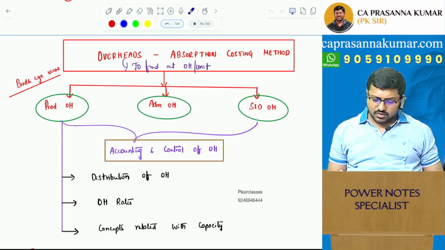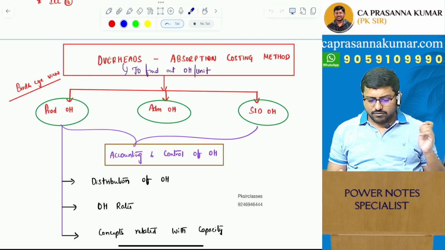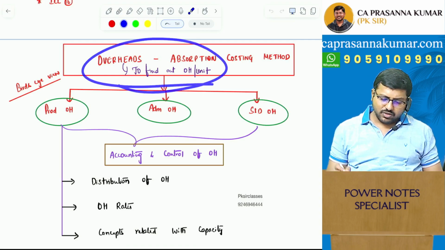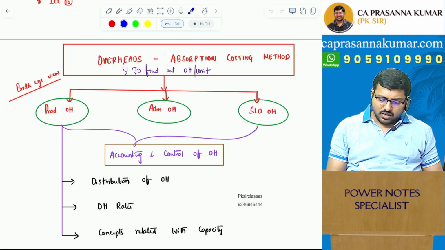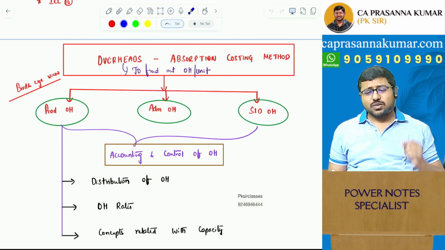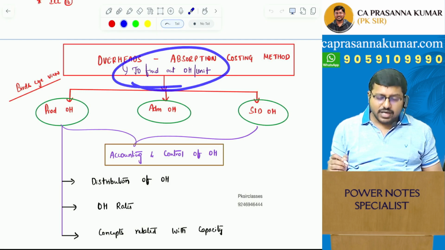All right, guys. So let's start a quick revision of overheads, the most important chapter in your syllabus. Every attempt it comes for minimum 10 marks. Before we start with the chapter, let's try to understand what is the purpose of this chapter. The purpose is to find overhead cost per unit.